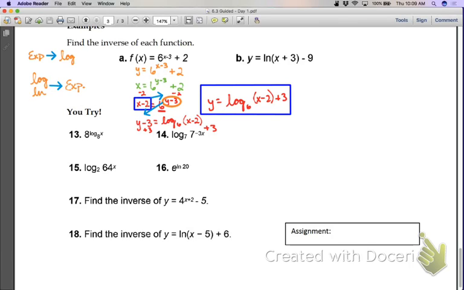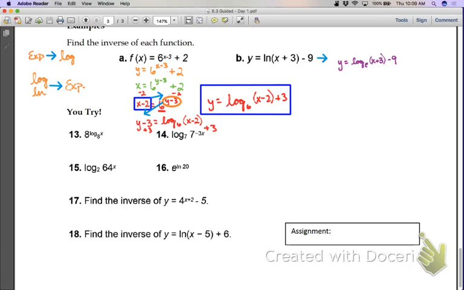So on B, it starts as a log. Now, the first thing that I would do is rewrite this, because it's a natural log, I don't have to change the f of x to a y, so I'm just going to have y equals log base e of x plus 3 minus 9. Okay? The reason why I do this is because it's going to make it easier to figure out what the base of my exponent is going to be.